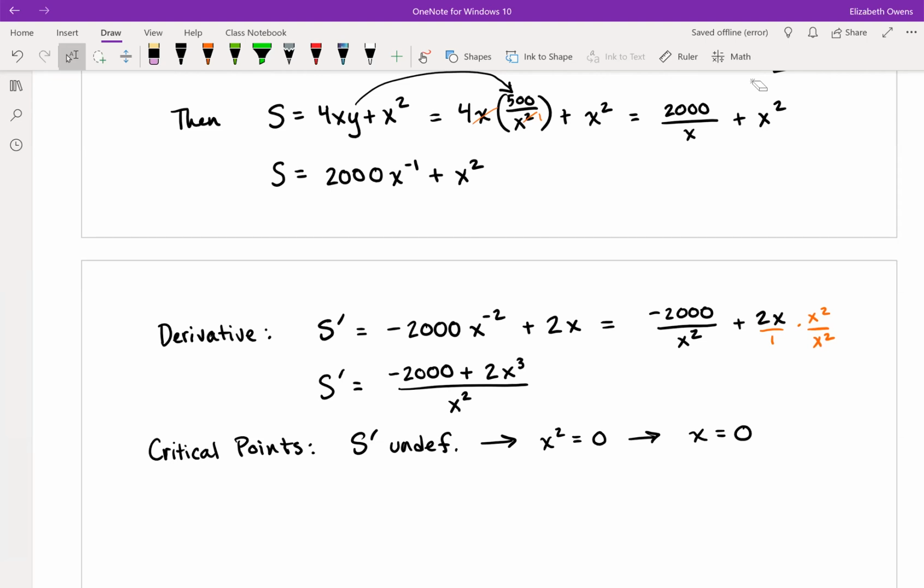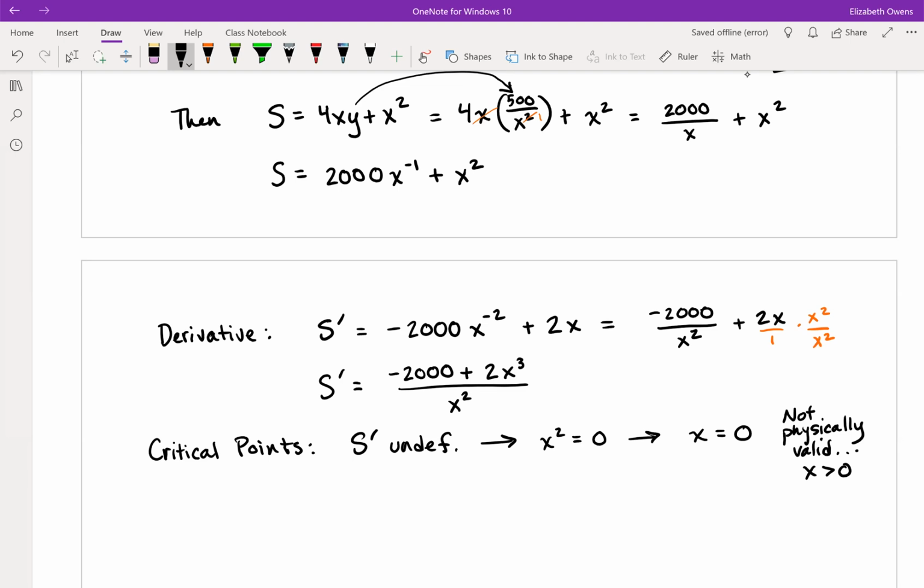I guess, yeah, this would also be one of the endpoints of our domain. So that's another reason why it's not a critical point. So this is not physically valid, and it's also one of the endpoints of the domain for x. So we're not going to end up really using this critical point there. Well, not really much of a critical point. Not physically valid. We need x to be greater than 0.